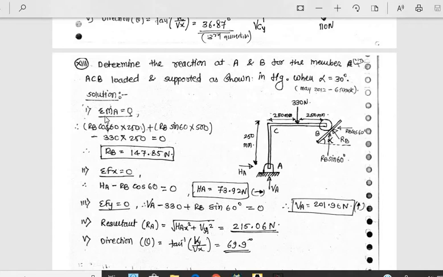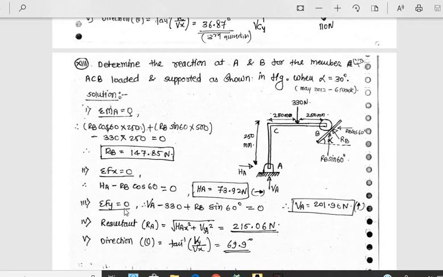Okay, so take moment at A, summation MA is equal to 0. RB cos 60 into 250 plus RB sin 60 into 500 minus 330 into 250 is equal to 0. Therefore RB is equal to 147.85 Newton. Summation Fx is equal to 0. Now HA minus RB into cos 60 is equal to 0. Therefore HA is equal to 73.92 Newton. It is coming positive, which means it is going in the right direction.